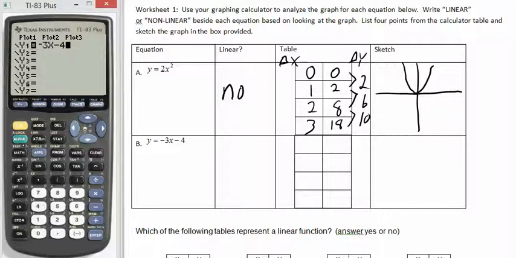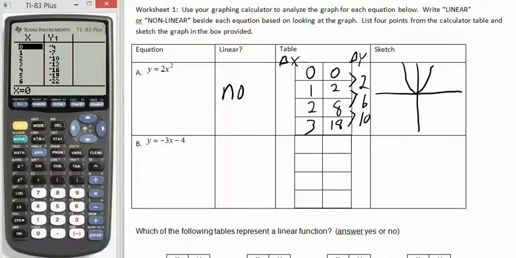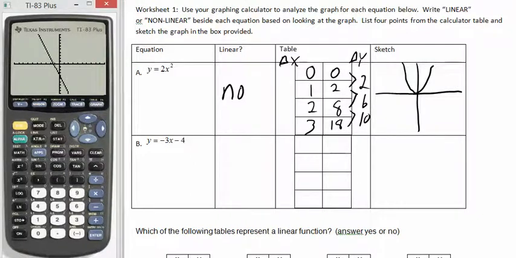Plus 4, and then you'll take a look at the table and write down some values and see if they're always going up by the same amount. And look at the graph and sketch that graph. All right. So that's it on that part.